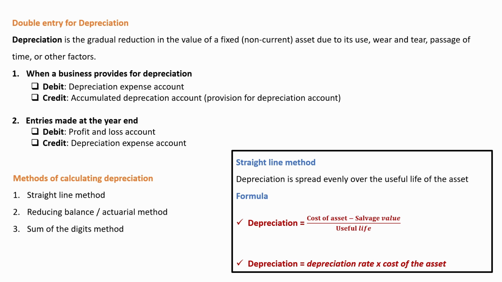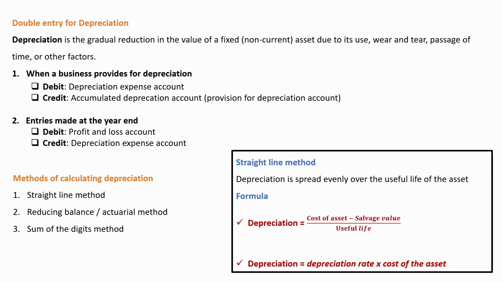So this one is a very simple method because the depreciation you get for year 1 is going to be the same as the depreciation for year 2 and any other year that follows until the asset is disposed. So we have two ways you can find the depreciation using the straight line method, depending on what you are given in the question. If you are given the salvage value and the useful life, then the first formula is the one you are supposed to use.